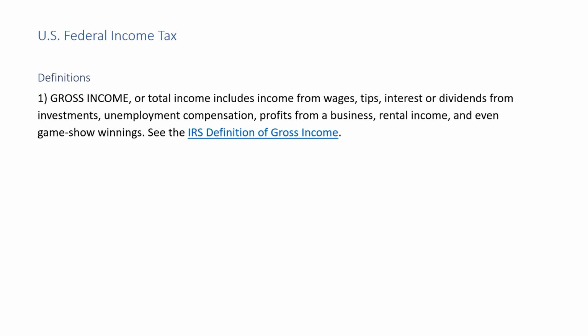U.S. federal income tax. Let's begin with some definitions. 1. Gross income or total income includes income from wages, tips, interest or dividends from investments, unemployment compensation, profits from a business, rental income, and even game show winnings. See the IRS definition for a more complete description.